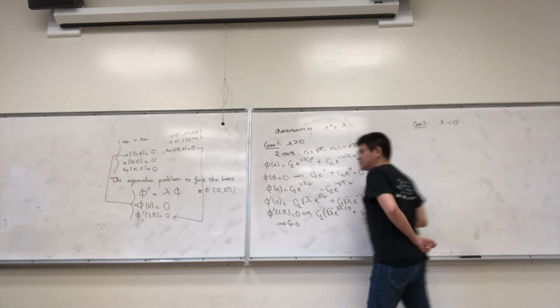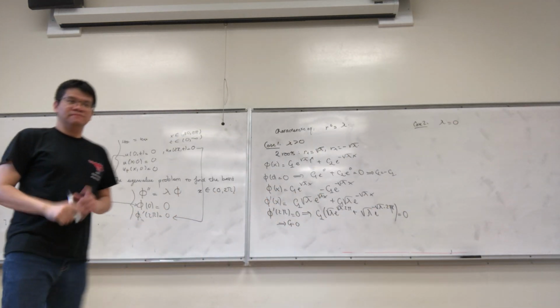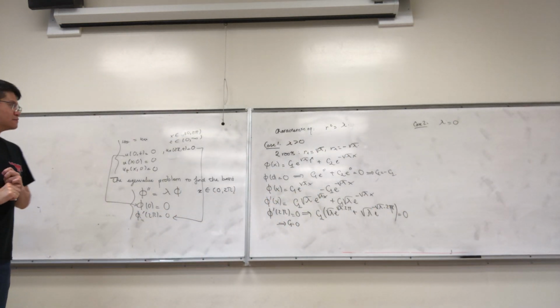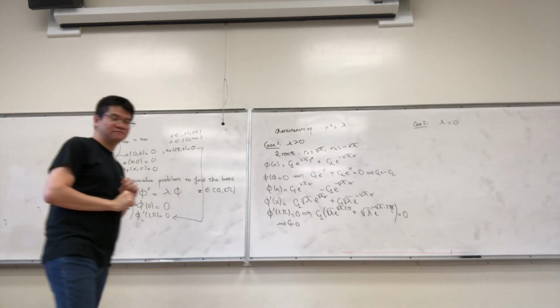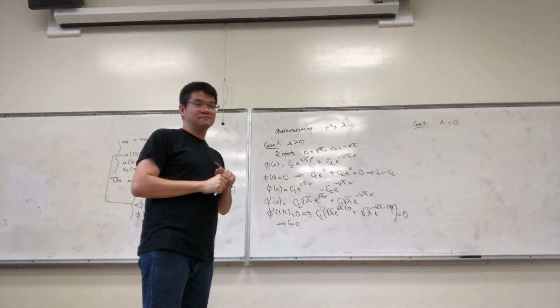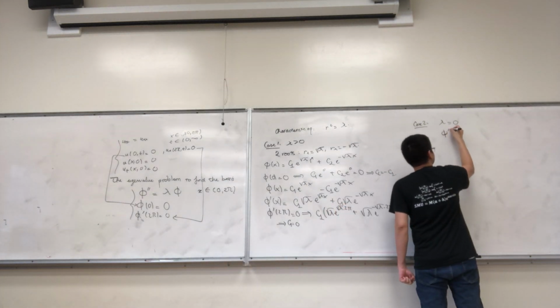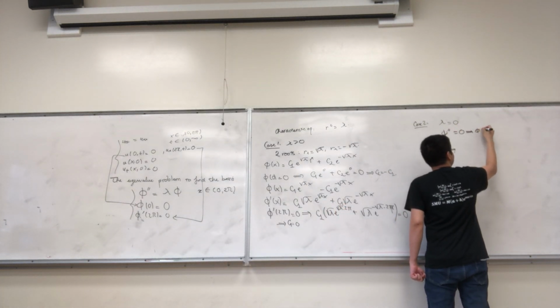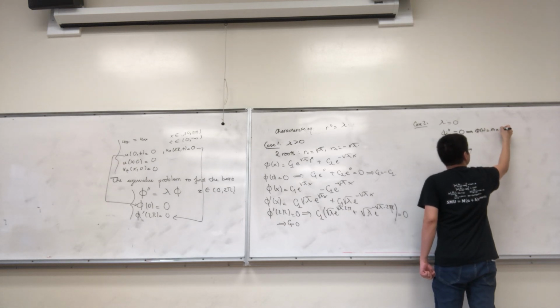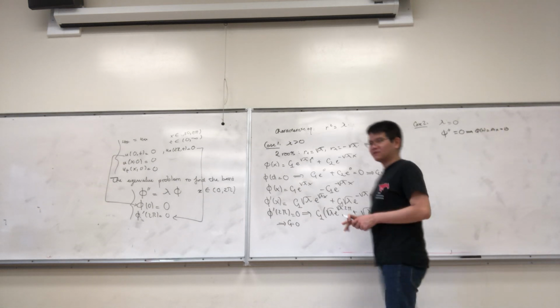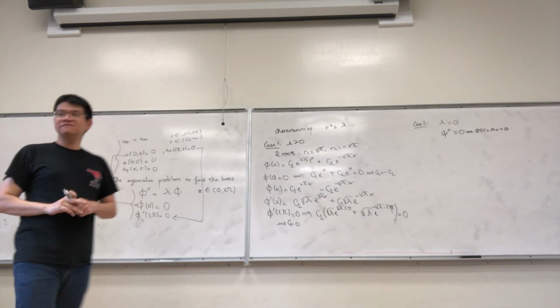Lambda is 0. So what happens when lambda is 0? Then your phi double prime is 0, so then you take the integral, and you get phi is ax plus b. So in this case, phi second is 0, which means that phi of x is ax plus b. Right? Now what is the next step?